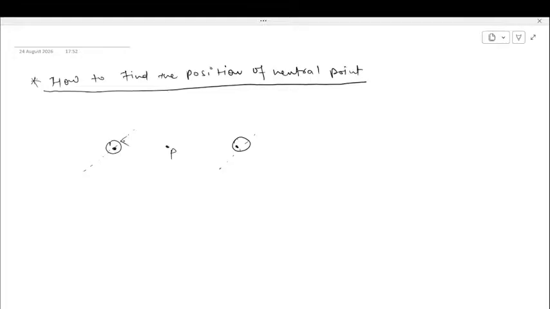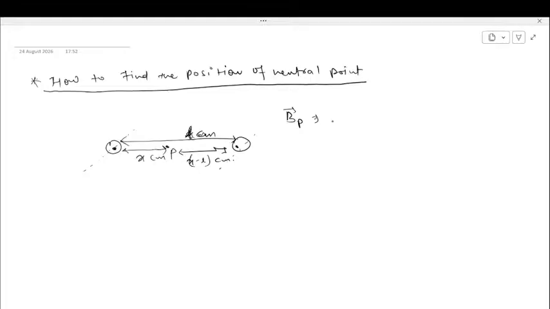Suppose this is the distance x centimeter. Assume this is L centimeter length. Suppose this is the x centimeter. This portion will be x minus L centimeter. Now we write the magnetic field at point P.